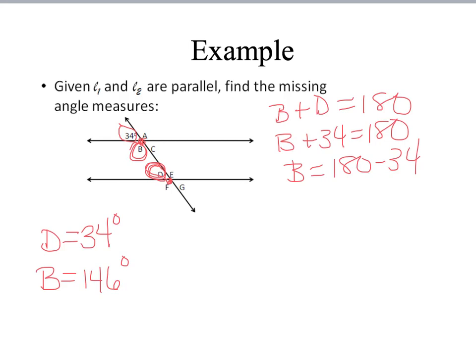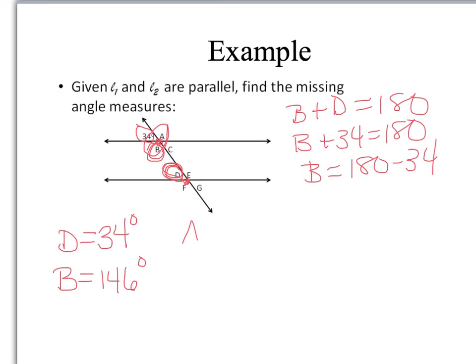Angle A and angle B are vertical angles. So they are going to be congruent. Angle C and angle 34 are vertical angles. So they are going to be congruent. And so they'll have the same angle measure.